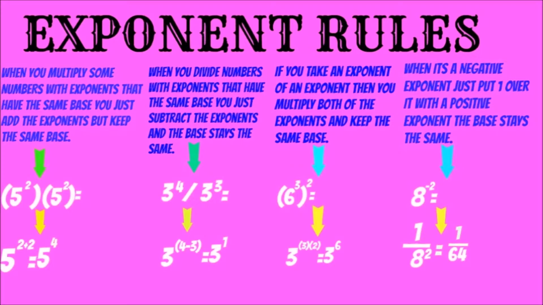The fourth rule is when it's a negative exponent, just put 1 over it. With a positive exponent, the base stays the same. So technically, just to make the exponent positive, you just put 1 over it and it would automatically make it positive, and you just solve for it. So 8 to the power of 2 would be 64, and of course the 1 is just on the top. It is as simple as that.